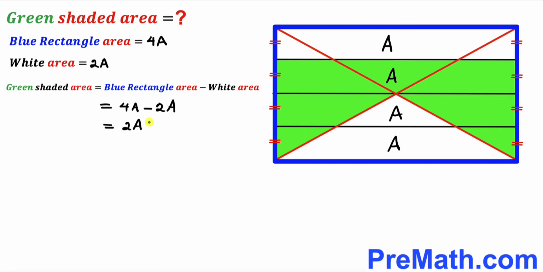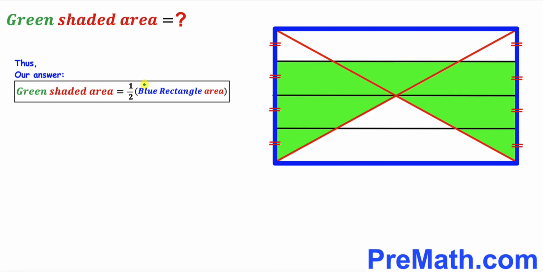So we conclude that our green shaded region area is going to be half of this blue rectangle area, and likewise the white region area is going to be half of that one as well. Thus we conclude that the area of this green shaded region is going to be half of the blue rectangle area. And that's our final answer.